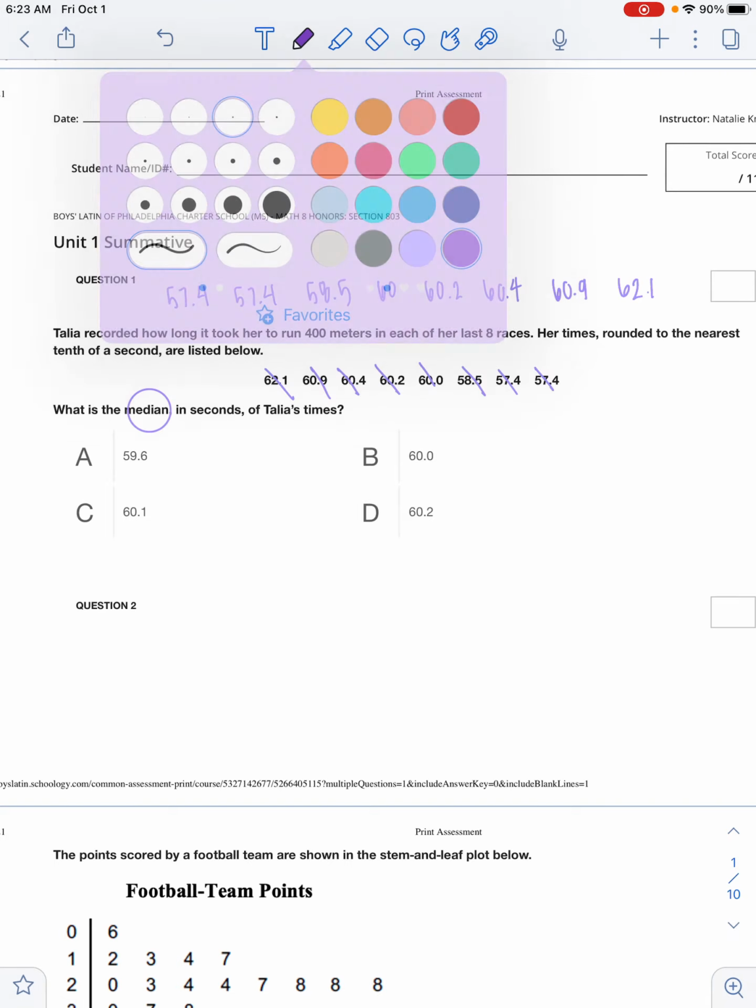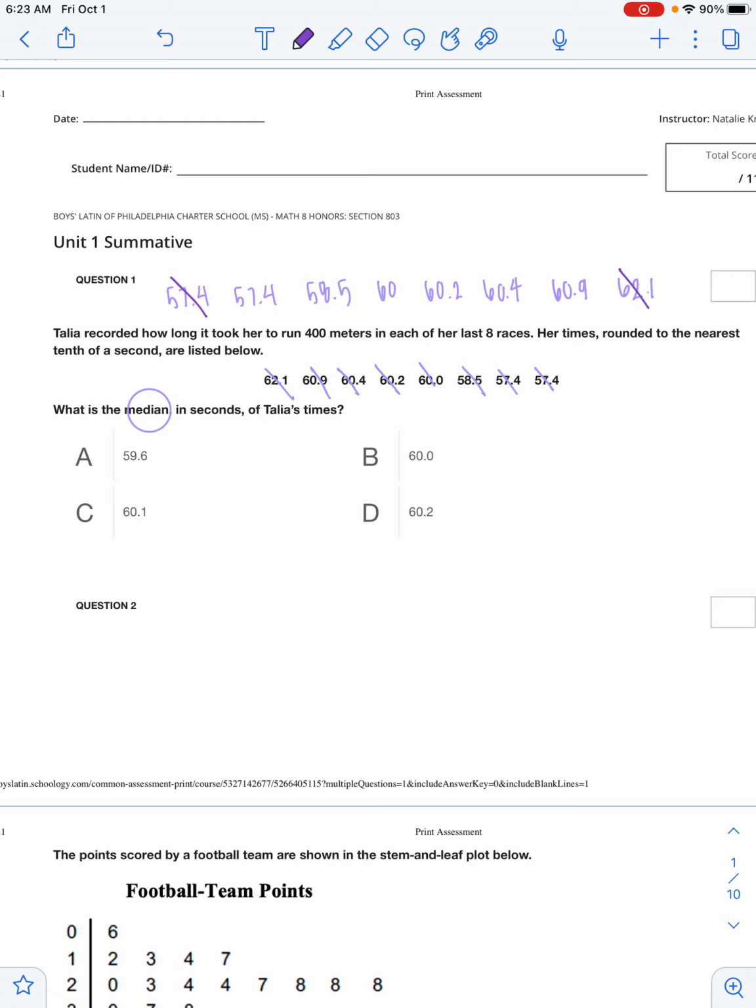So I can go ahead and cross off my numbers on each side, left, right, left, right, left, right, and I end up with 60 and 60.2 in the middle. Now remember that when I have two numbers left over, I can either find the halfway point between those numbers, or I can add them up and divide by 2. My answer in this case will be 60.1.